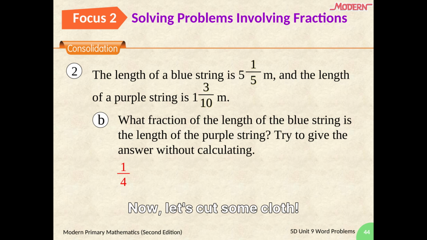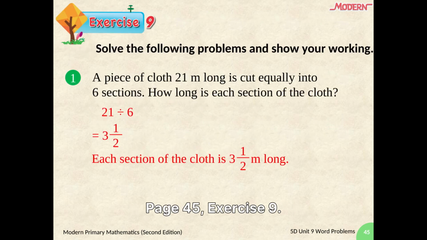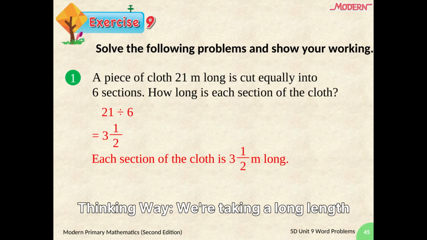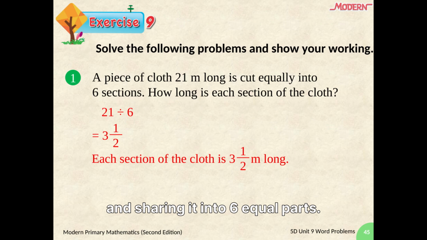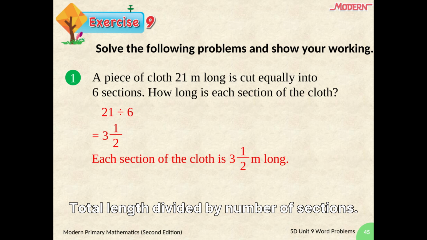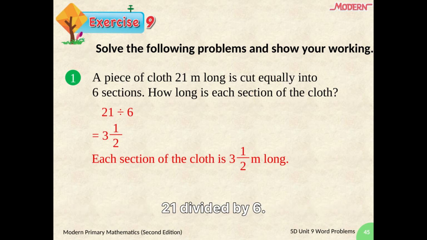Now let's cut some cloth. Ready? Page 45, exercise 9. A piece of cloth 21 meters long is cut equally into 6 sections. How long is each section? Let's figure it out. Thinking way, we're taking a long length and sharing it into 6 equal parts. This is a division story. Total length divided by number of sections. 21 divided by 6. We can write this as 21 over 6.